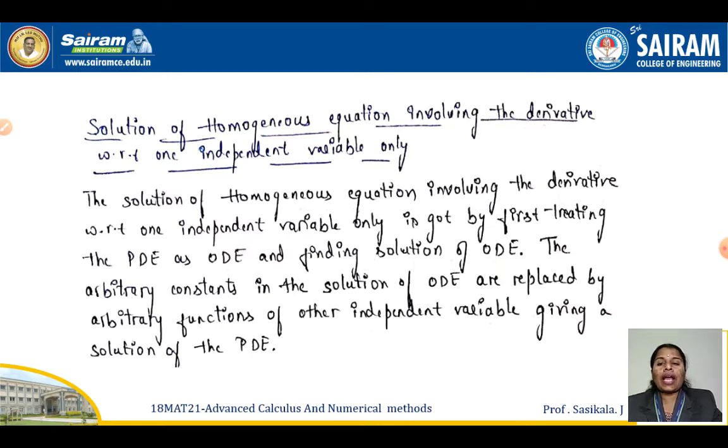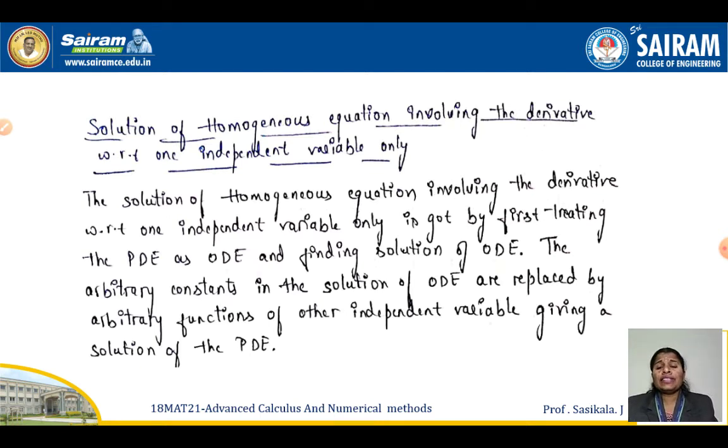As per the syllabus, there are 2 topics under the solutions. One is the direct integration method and another one is the solution with one independent variable. So what is that? Solution of homogeneous equations involving the derivative with respect to one independent variable. Suppose you have only one independent variable in the PDE.